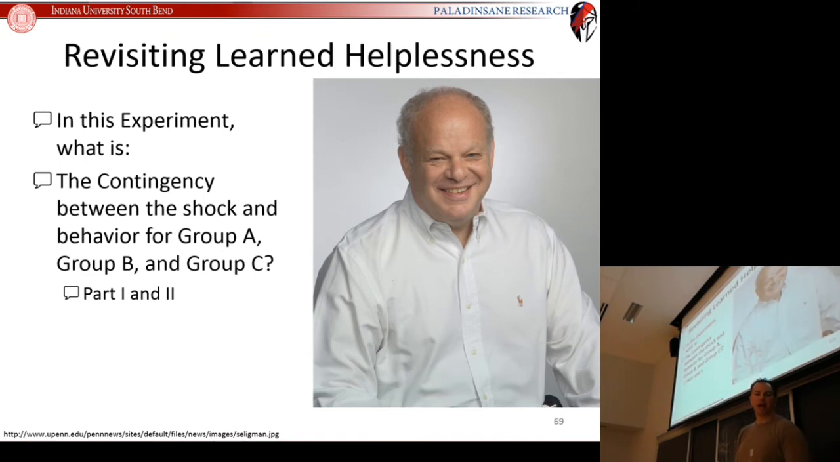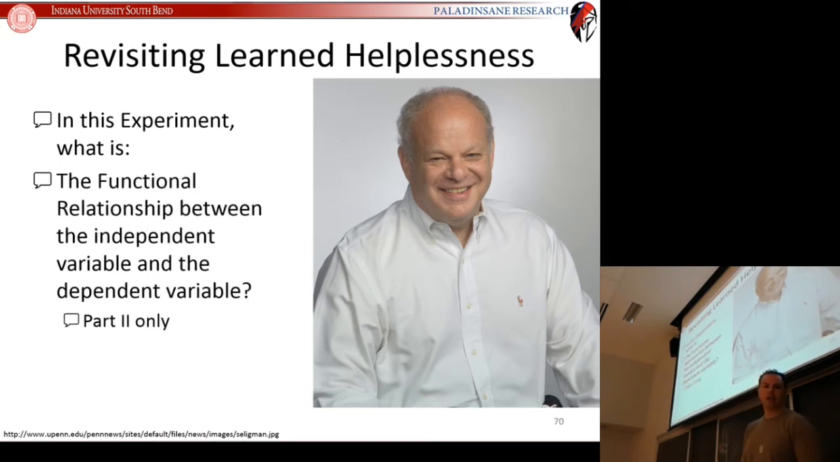And then the contingency between the shock and the behavior for group A, group B, and group C in both part 1 and part 2. So what were the contingencies? Some of them are going to be, when this occurred, then this would occur. For other groups, there is no contingency, especially in part 1. So write down what you think they might be.